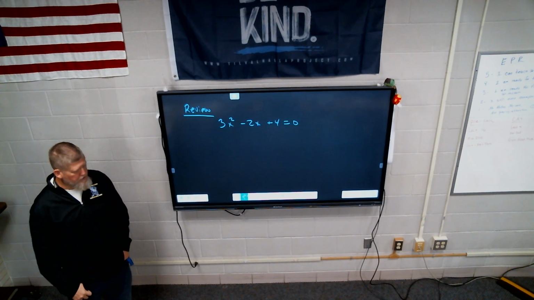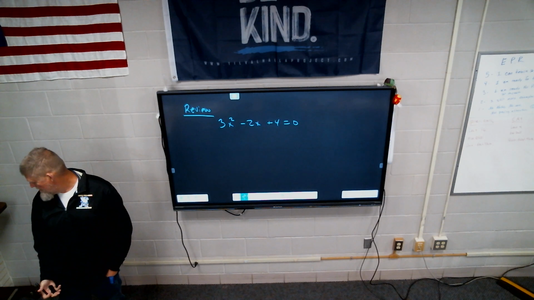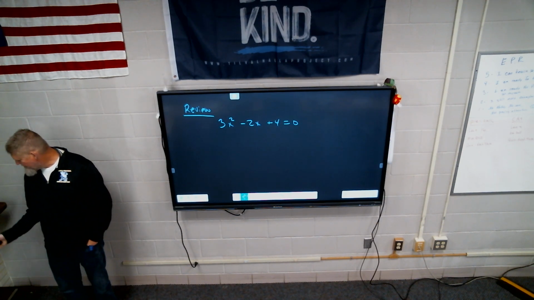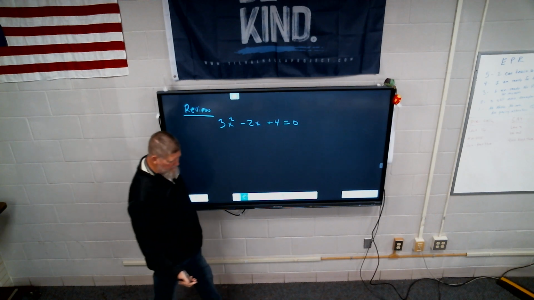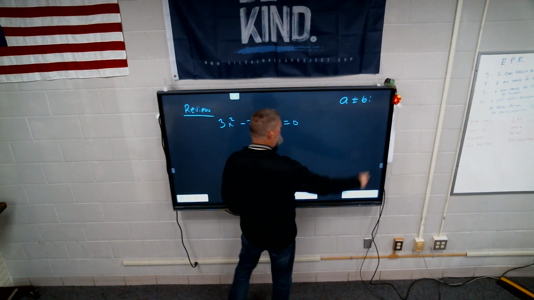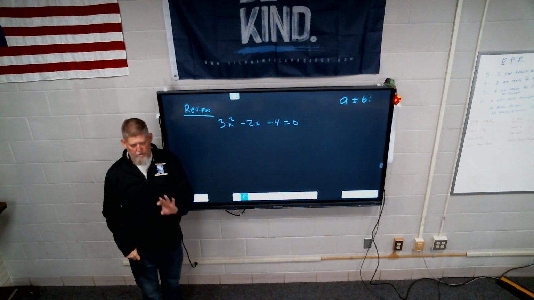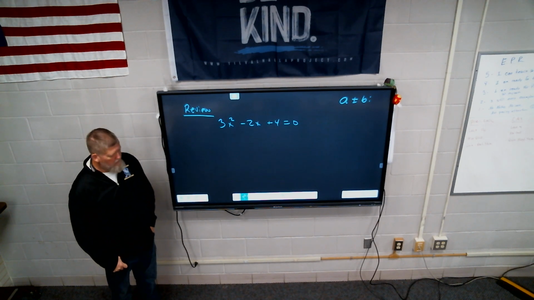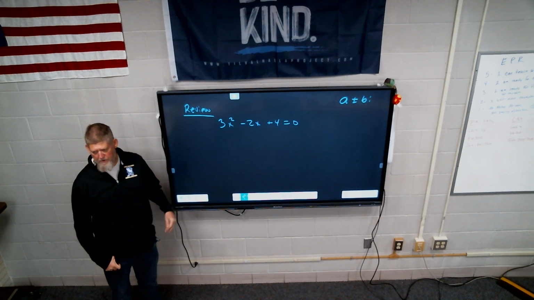So 3x squared plus 2x plus 4. And remember, what's our form? Quadratic. Okay, this is quadratic form. But what's the form of our answer? A plus or minus bi. So that's my complex root. So that's going to be one way I put my answer, because we're going to end up with a complex answer.